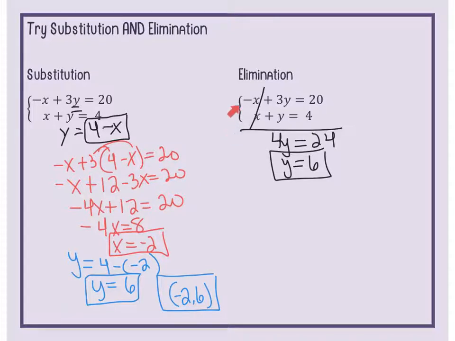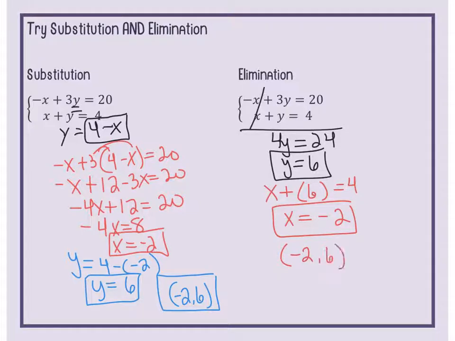Now you're going to come back in and pick an equation to plug that into. You can do either one. This bottom one has 1 coefficients, and so it's always easier to work with 1 coefficients. So x plus 6 equals 4. Subtract 6 from both sides, you get x equals negative 2. My final answer is negative 2, 6.